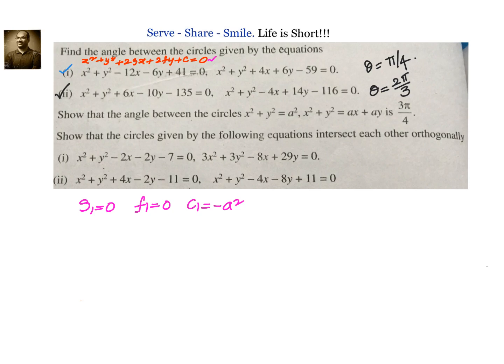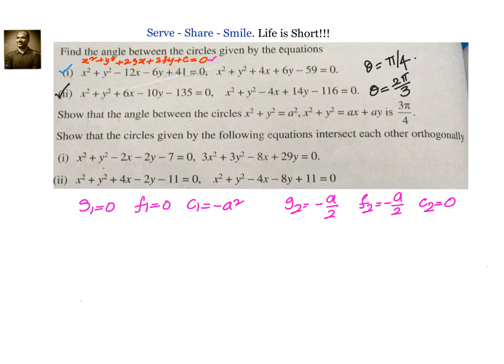Similarly, when you go to the next one, we will have G2 equals to minus a by 2, F2 equals to minus a by 2, and C2 is equals to 0. Now how did we get that? Let me take one more step and write it down here.